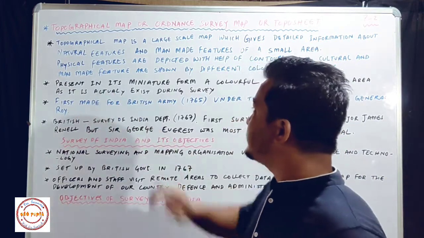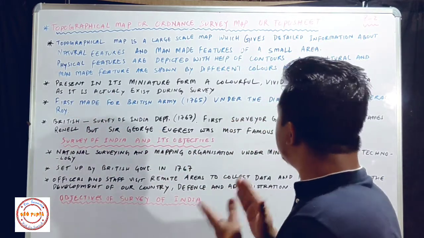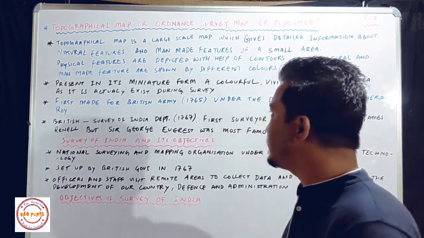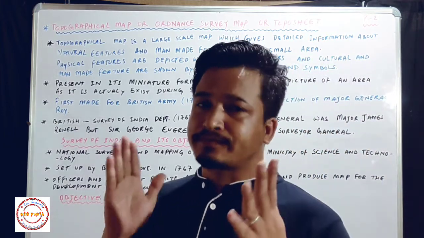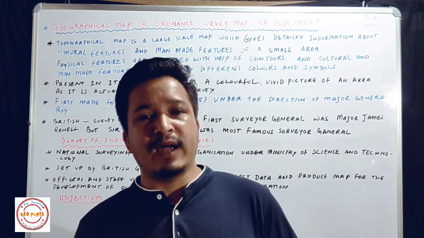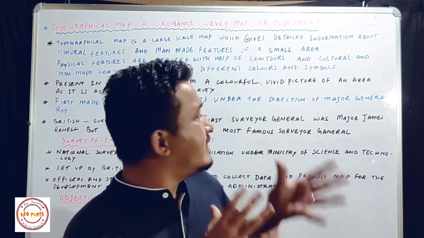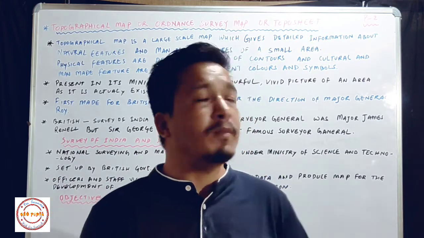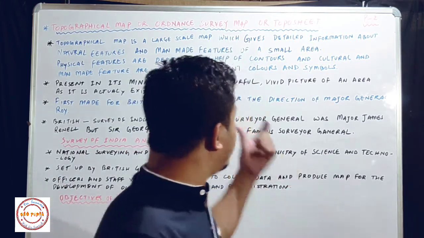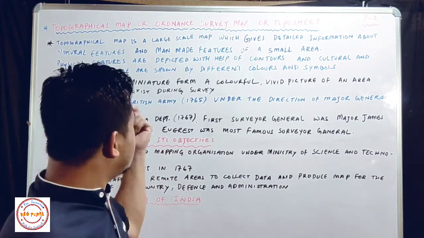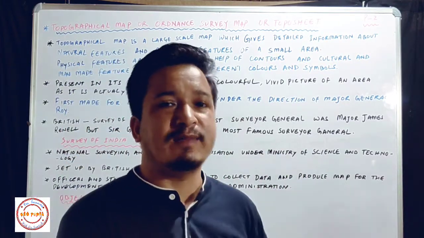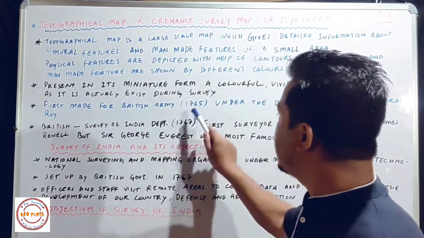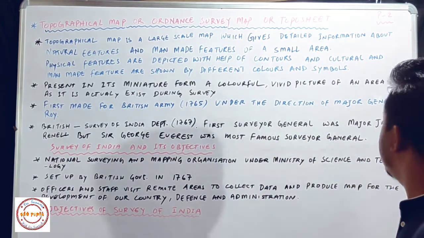Now, it presents in miniature form a colorful and vivid picture of an area as it actually exists during the survey. So what does this map do? This map shows the area in miniature form. Miniature form means in smaller form, with the help of different colors and pictures, as it actually exists during the survey of that particular area.